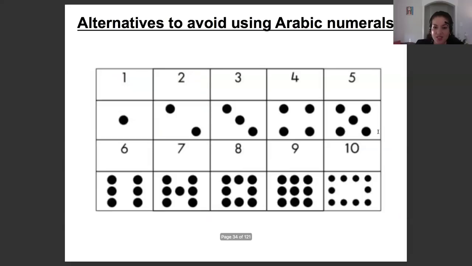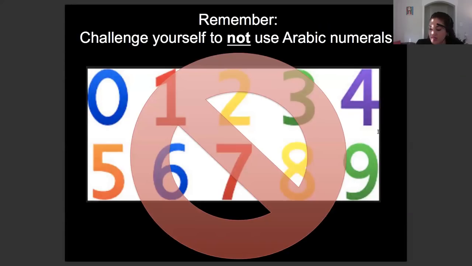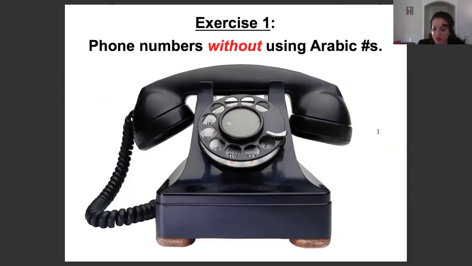This is another alternative. And finally, little dots. So basically, what I want you to do through this exercise is I want you to not use Arabic numerals. Every time I do this exercise, there's always someone in the group who forgets and uses these numbers. Don't use these numbers, okay? You're going to use other alternatives. Try to choose one of the alternatives I said.